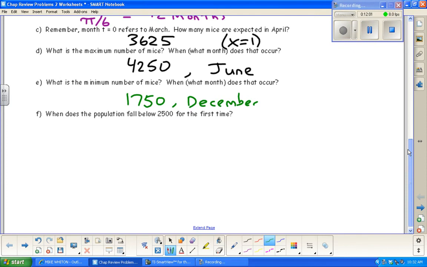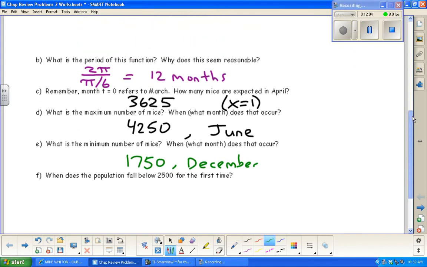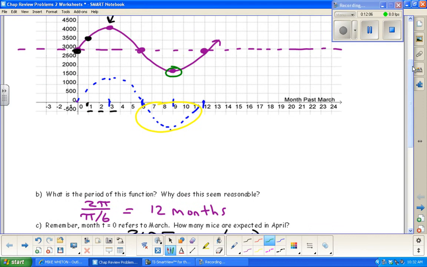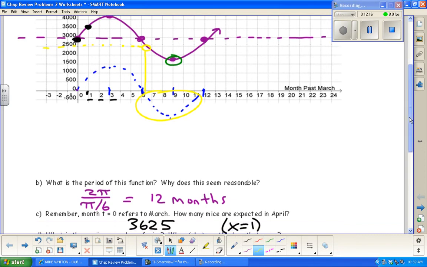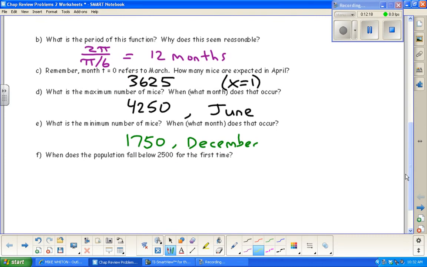And last part, when does it fall below 2,500? So this is just kind of an estimate here. If we use our graph, so 2,500 happens about there, so that would be around 6 to 7 months after March. Okay, so like maybe the 9th or 10th month of the year, September or October, something like that. That's when it first falls below 2,500. Okay, so that's that.